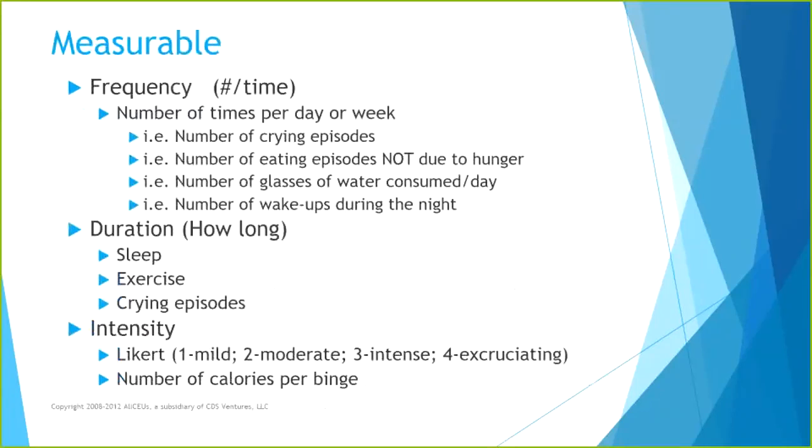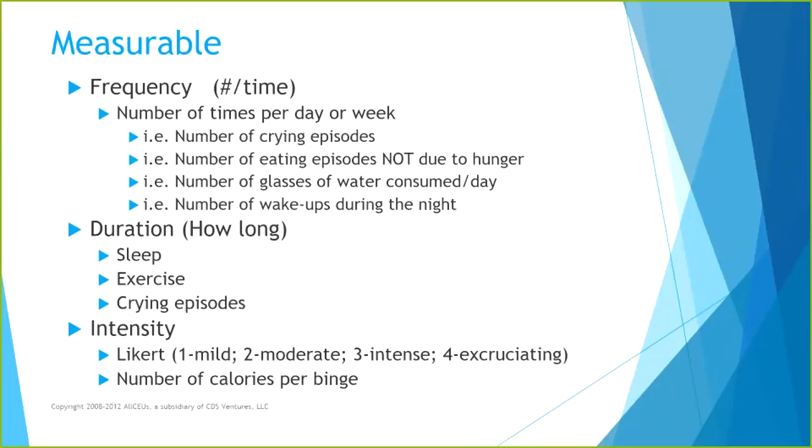So I told you we would talk later about how to measure some of these things that were a little bit more abstract. Frequency is a number of events over time. So the number of crying episodes per day or per week. The number of eating episodes not due to hunger per day or per week. Number of glasses of water consumed per day, or the number of times the person wakes up during the night. So you kind of get the idea of what we're talking about. It's a number, and it's over a period of time that stays constant.